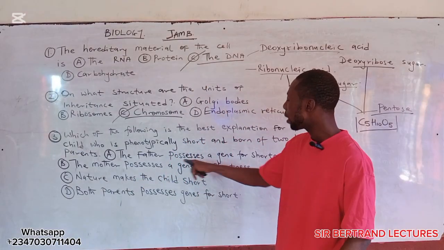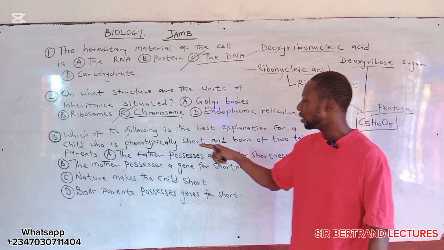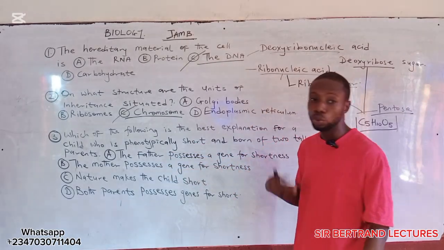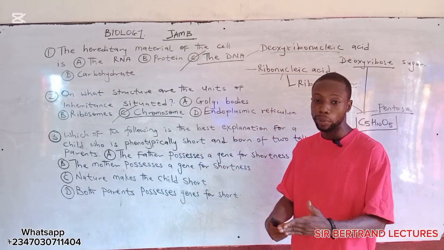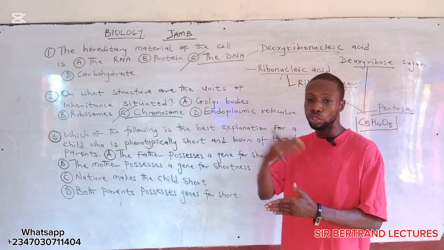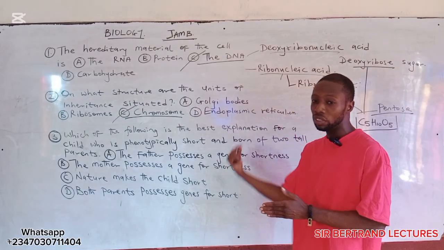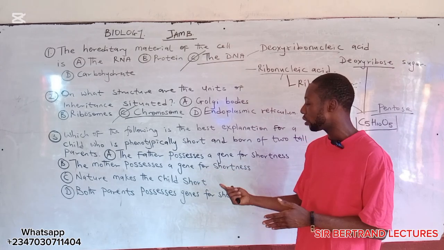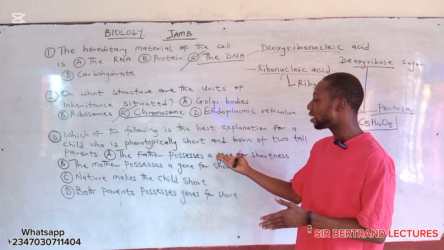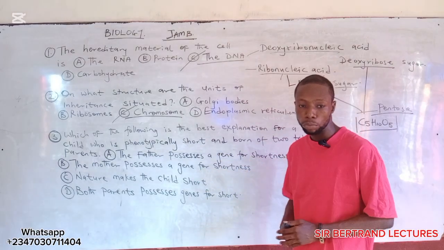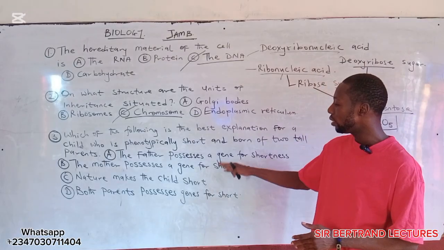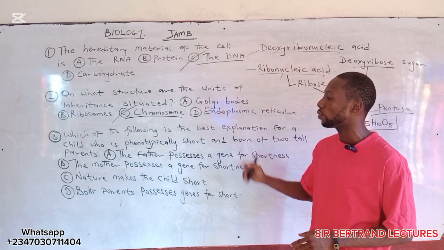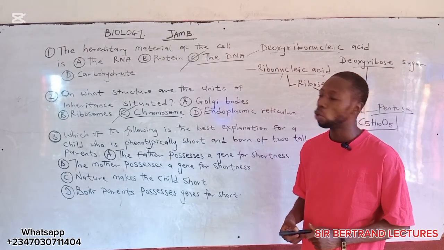All right. The father possesses a gene for short. The mother possesses a gene for short. That could be the reason, because as the gene is passed onto the offspring, the gene for short in the father or in the mother can become dominant. All right. But these are not the answers to the question here in question number three.